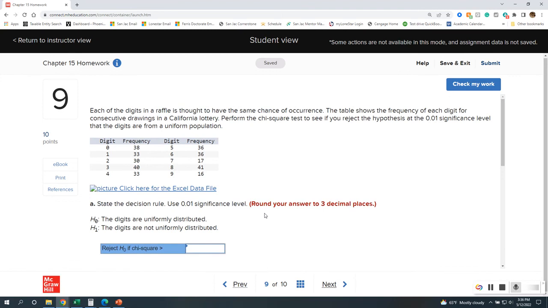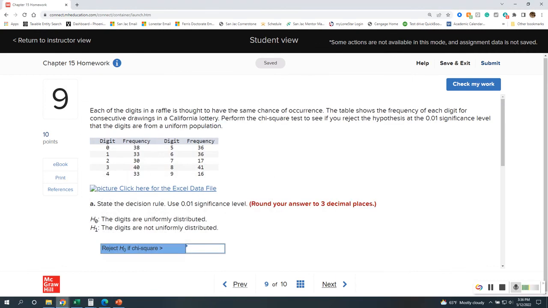Okay. So, each of the digits in a raffle is thought to have the same chances of occurrence. The table shows the frequency of each digit for consecutive drawings in the California lottery. Perform the chi-square test at the 0.01 significance level. So we have 1, 2, 3, 4, 5 minus 1. That's 4.